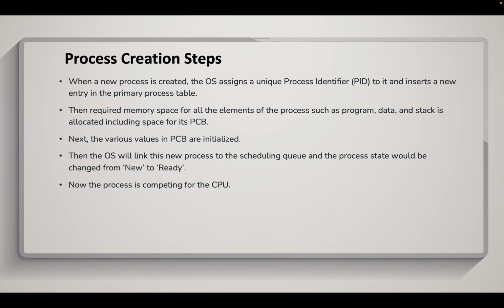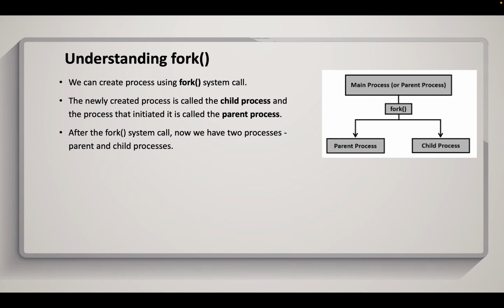So how do we create a process? When a new process is created, the OS assigns a separate process identifier, separate memory space, and a separate PCB, process control block. Everything will be new for the newly created child process. So that is the meaning of fork. Here you see the diagram. Main program, forking creates a child process. Now we have 2 processes, parent and child.